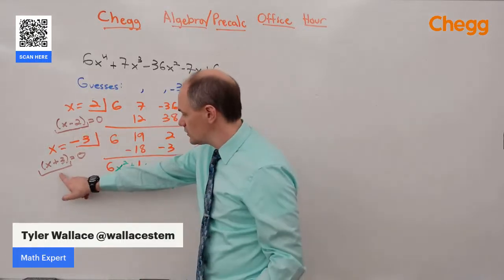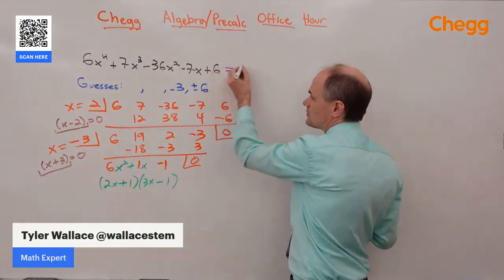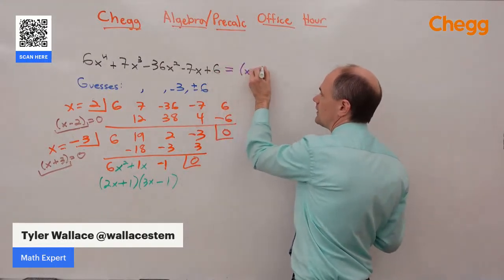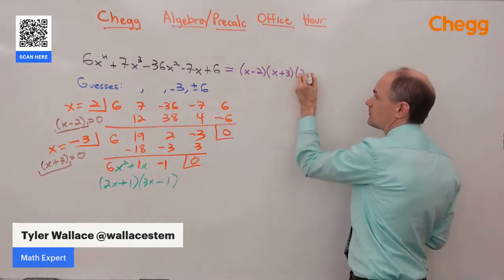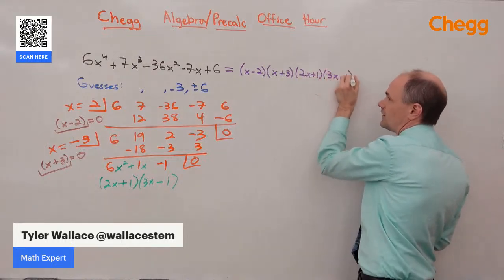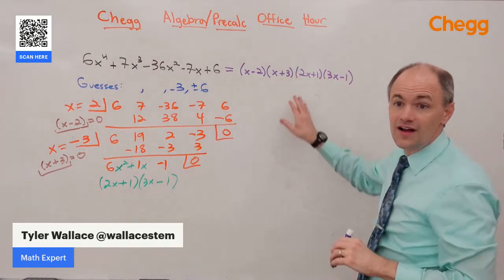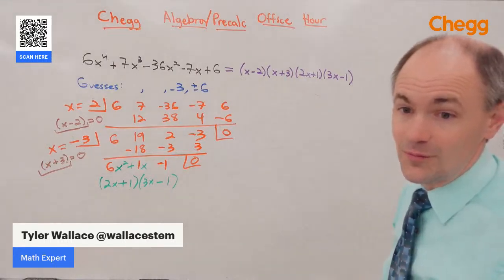So we've got our 1, 2, 3, 4 factors. This original expression is equal to x minus 2 times x plus 3 times 2x plus 1 times 3x minus 1. And we have factored the entire problem.